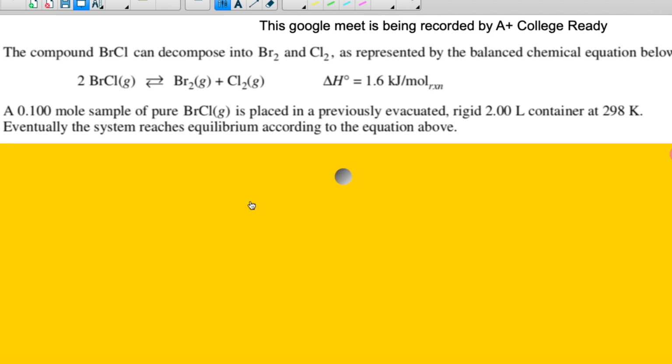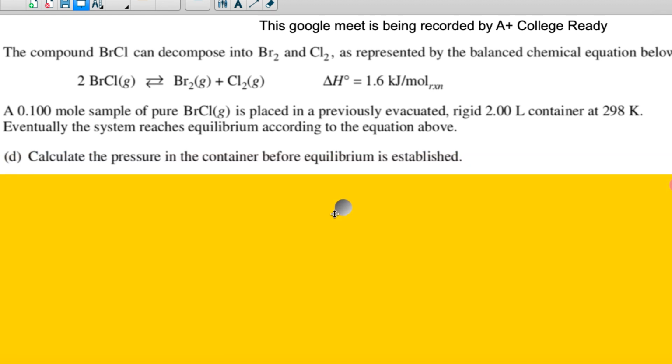This is another FRQ from the past, and this one is very, very recent. They give you the equation. No need to write an equation. They give you a value for delta H. Notice that delta H is positive. A 0.1 mole sample of pure bromine chloride is placed in a 2-liter container. Eventually, the system reaches equilibrium. Calculate the pressure in the container before equilibrium is established.